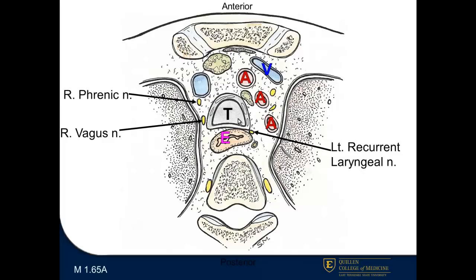Now the left phrenic and left vagus are seen here. There's our left phrenic, there's our left vagus, and they're separated from the trachea by the aorta and its branches. So you do not see the same intimate relationship with the left vagus and the trachea as you do with the right vagus and the trachea.